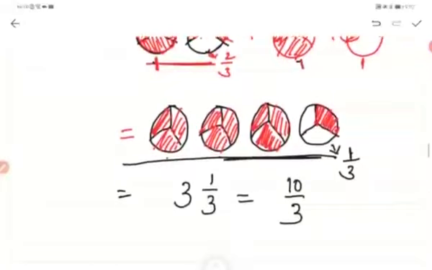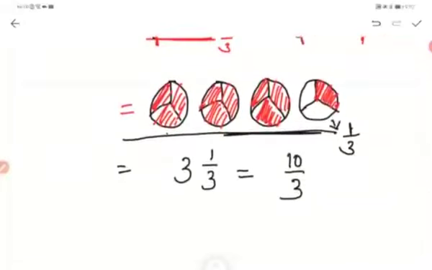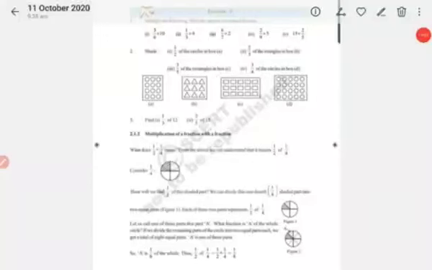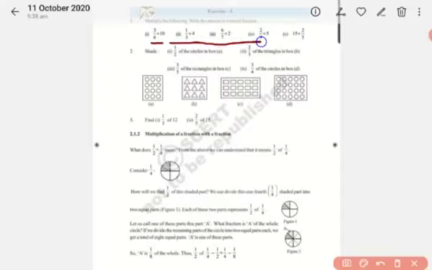So you need to be mastered in how to represent the fraction, okay, and the total mixed fraction in the pictorial form. Okay, now let's move to your exercise 2, and part 2 I want to take. This is anyway, we can do it in a Zoom meeting or as your homework. Okay, now let's do this part.